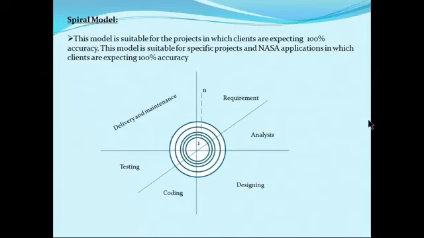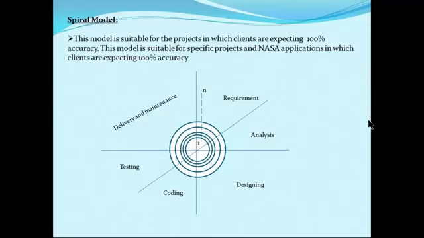Then this model is suitable for specific projects like NASA applications: satellites, rockets launching and all that. We want 100% accuracy, right? Otherwise, we cannot launch the rockets or we cannot succeed in it. In that situation, this spiral model will come into the picture.